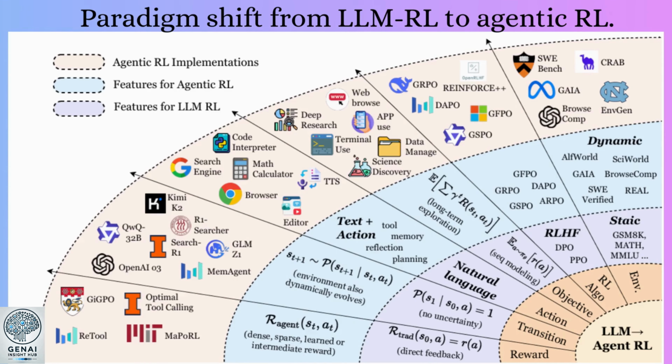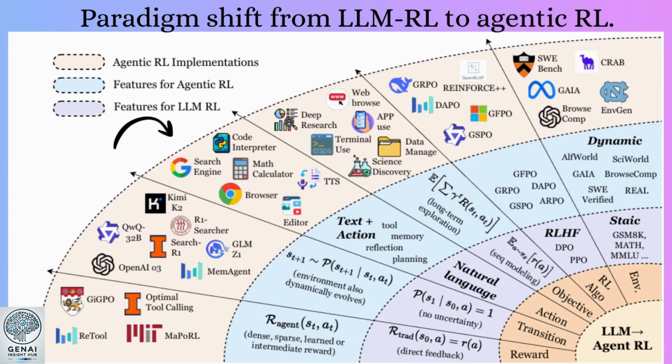1. State and observability. In LLM RL, there's essentially one state, the prompt. The episode ends right after one reply. Think single question, single answer. Agentic RL, the world changes over time. There's a hidden true state s_t, and the agent only sees an observation o_t before acting. Think many steps in a changing world.